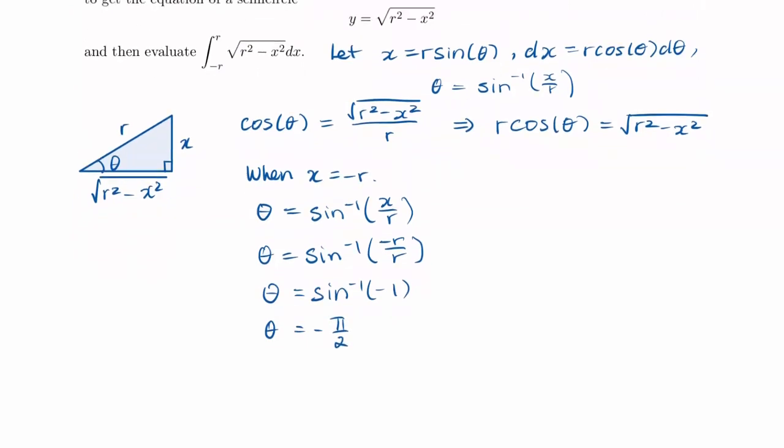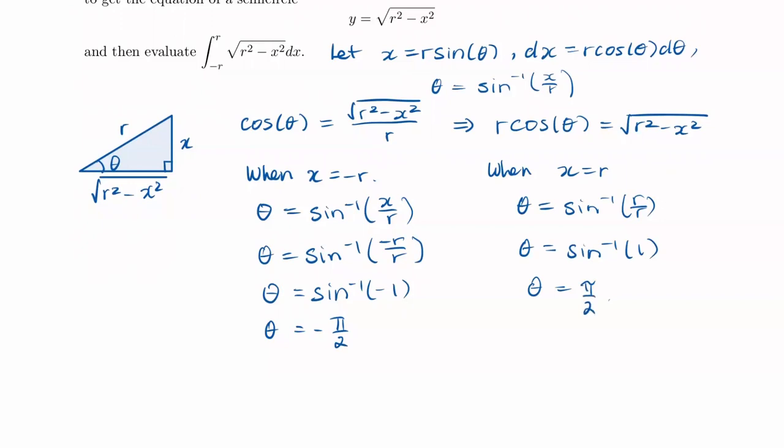All right. And similarly, when x is equal to r, we have that theta is equal to sine inverse of r divided by r. So that means theta is sine inverse of 1, which turns out to be just pi over 2. So that's going to be our new bounds here.